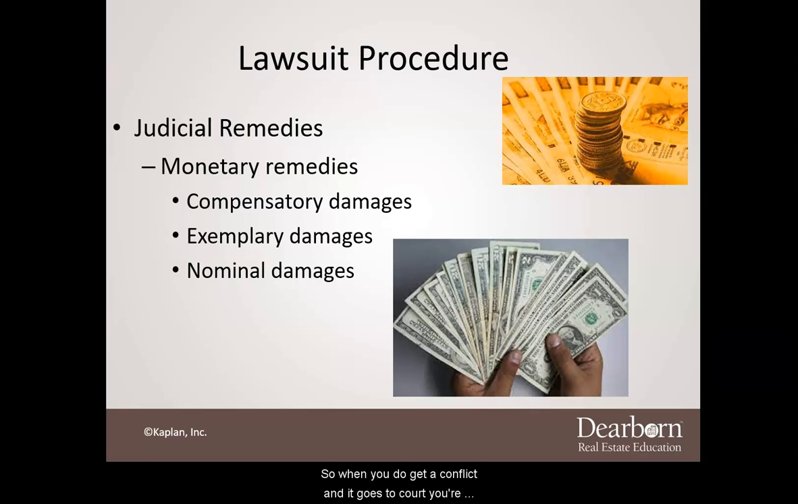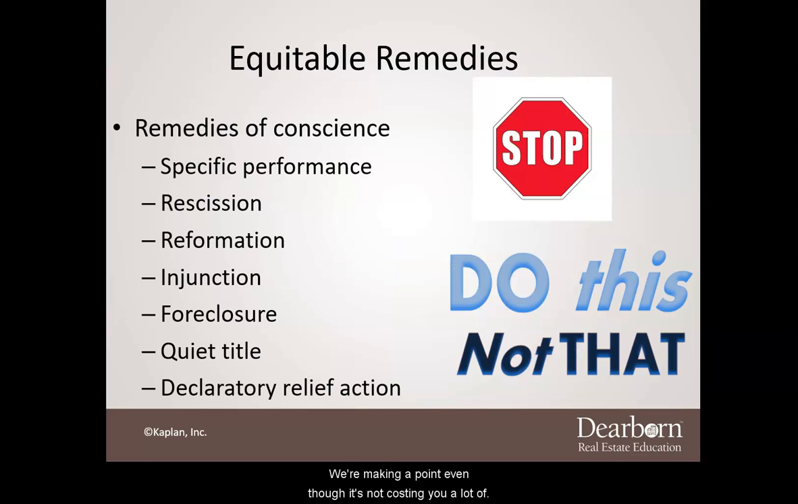So when you do get a conflict and it goes to court, you're going to ask for a couple of things, and mostly you're going to ask for monetary remedies, which we call damages, and that's money to compensate you for the harm that you sustained as a plaintiff. That's compensatory damages. Exemplary damages are over and above. Nominal damages are small, but sometimes the court wants to make a point, so they make a party pay $1 to make a point, even though it's not costing you a lot of money.